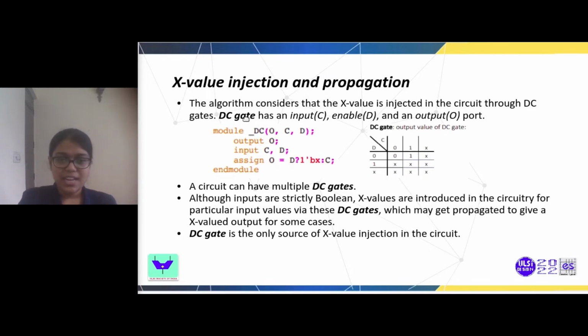Looking at the HDL and the truth table, we can see that the output is equal to the input if the enable is 0. But if the enable is 1, then the DC gate is said to be in the undriven state and the output is X for all values of input, that is 0, 1 and X.